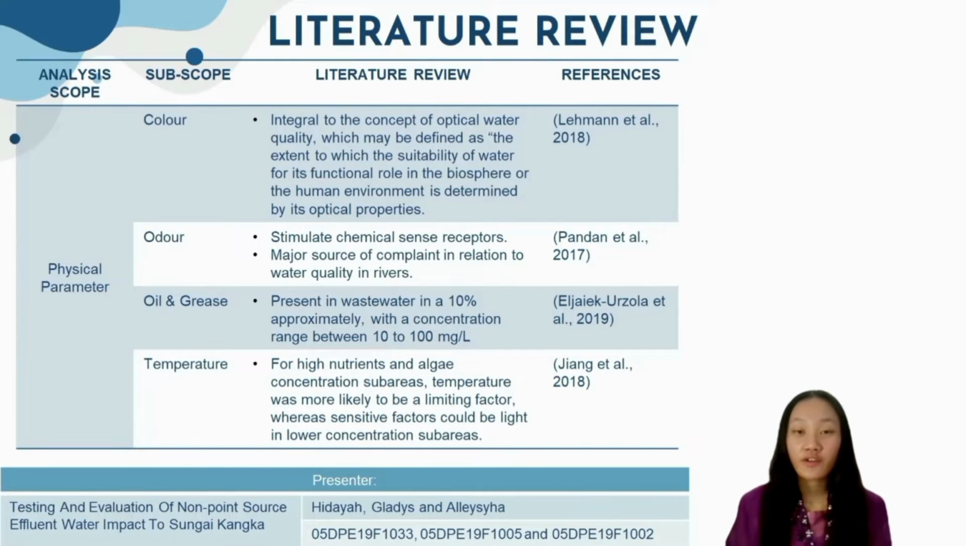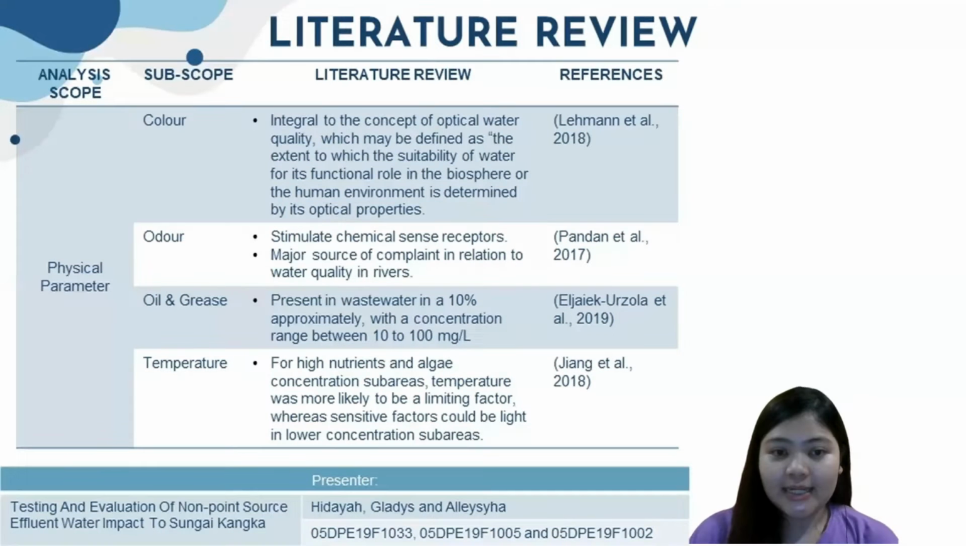For the literature review of physical parameters, for color, watercolor is integral to the concept of optical water quality, which may be defined as the extent to which the suitability of water for its functional role in the biosphere or the human environment is determined by its optical properties. Literature review for odor: it stimulates chemical sense receptors and is a major source of complaint in relation to water quality in rivers.